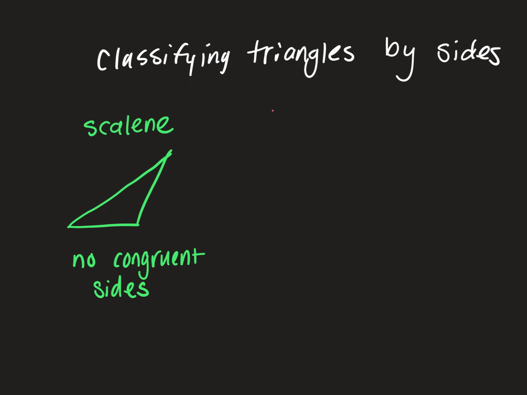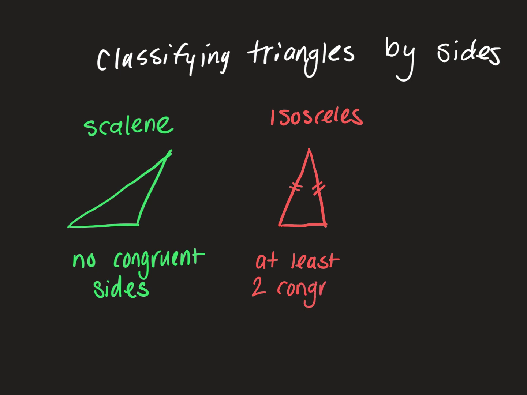All right, and then we have isosceles triangles. That is when two sides are congruent. So like this side would be congruent to this side. Isosceles has to have at least two congruent sides. Technically, all three can be congruent, which would make it our next one, which is equilateral. But equilaterals would also be considered isosceles because at least two sides are congruent.